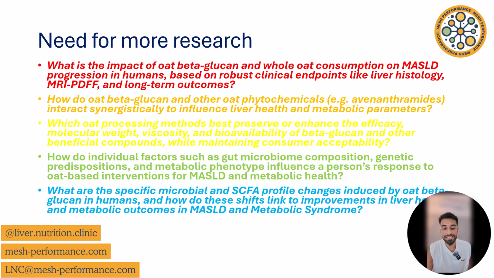And what are the specific microbial and short-chain fatty acid profiles induced by the beta-glucans in humans, and how do these link to improvements in liver health and MASLD and metabolic syndrome? So I think there's a lot more research to be done, because majority is done in people with type 2 diabetes and in mice, and that doesn't always translate directly to liver disease patients.